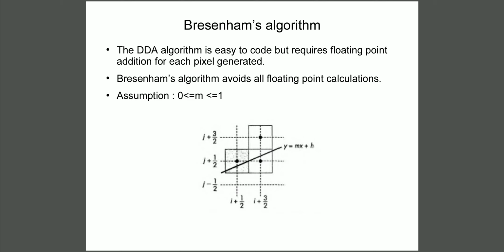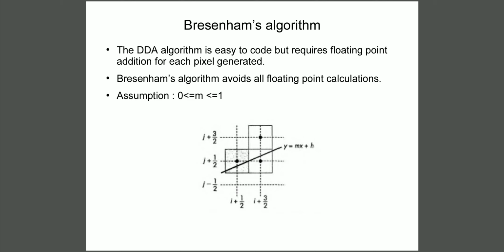Now assume we are in the middle of the rasterization process. That means we have already updated some of the intermediate pixels between the endpoints of a line segment, and we have to update the remaining ones. Assume we are at the pixel (i + 1/2, j + 1/2). That means the first dot which is mentioned over there.